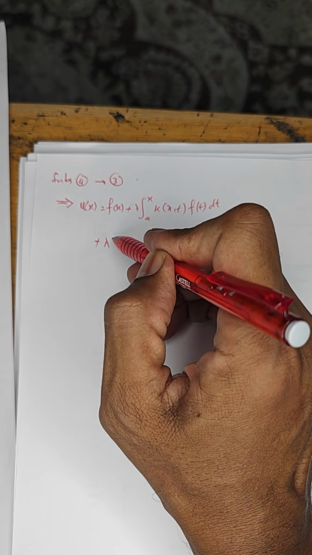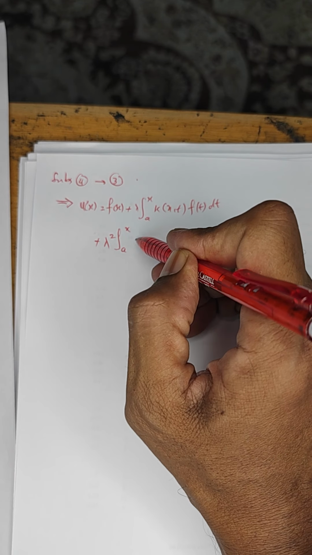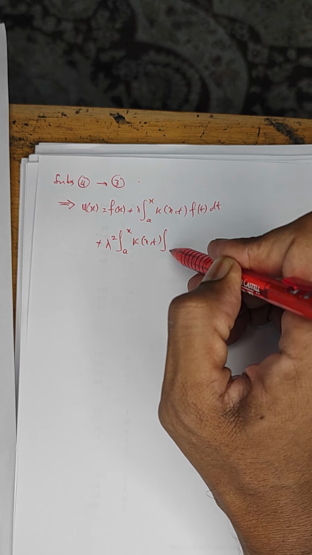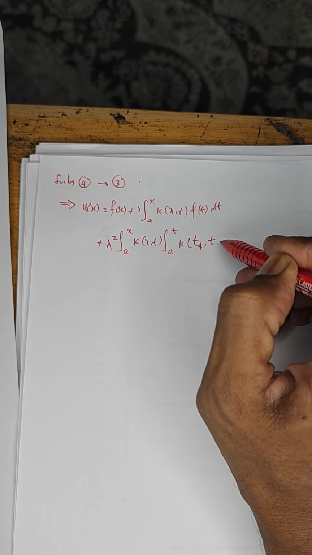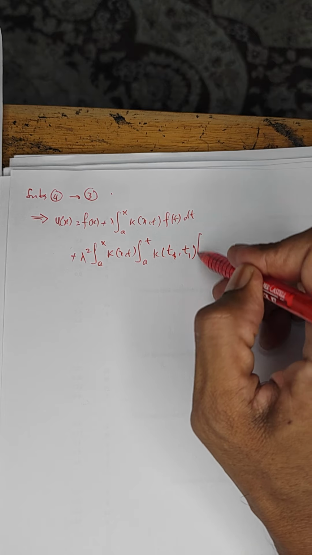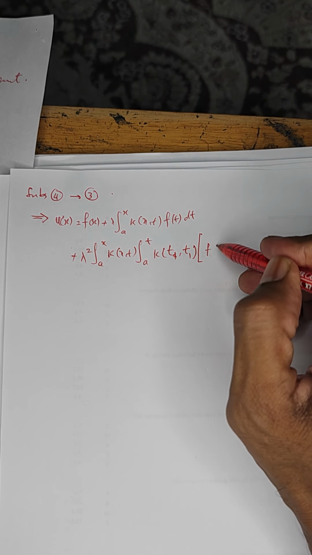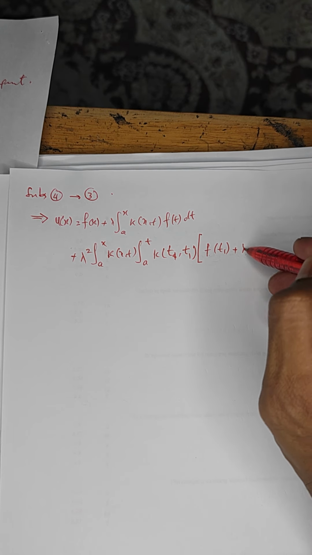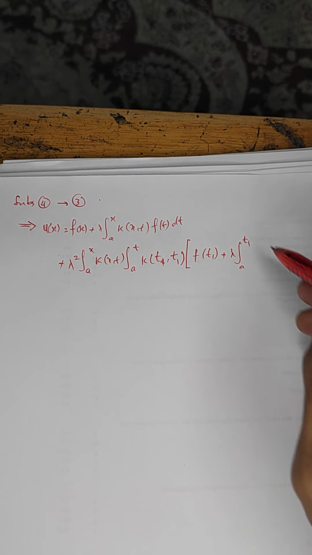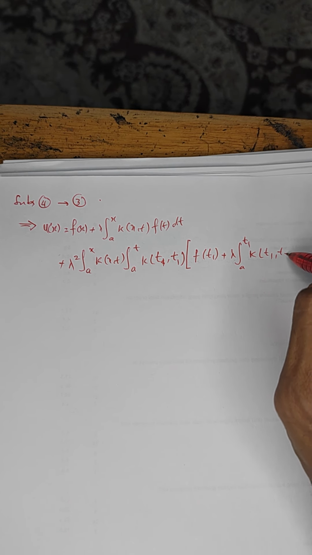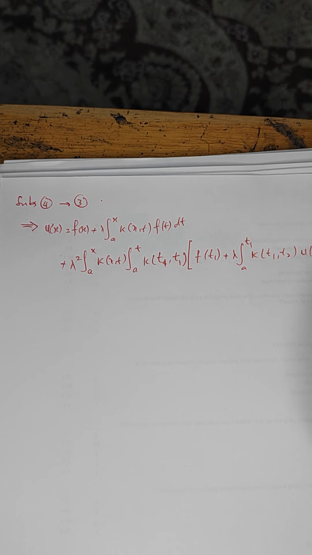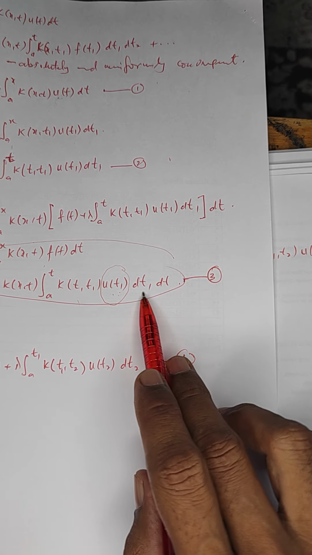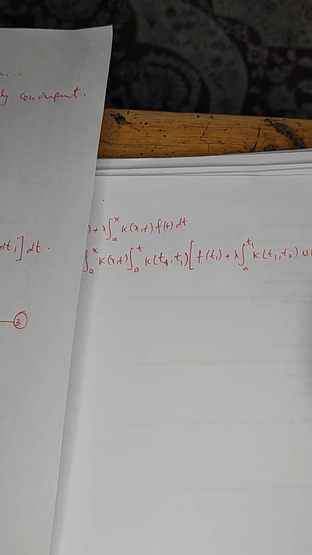plus lambda squared integral from a to x of k(x,t) integral from a to t of k(t,t1), and then u(t1) is f(t1) plus lambda integral from a to t1 of k(t1,t2) u(t2) dt2, and then dt1 dt.